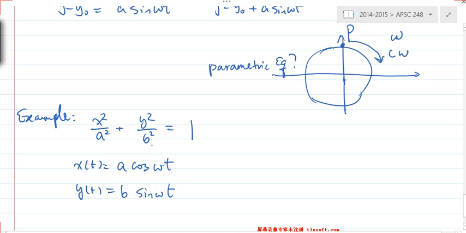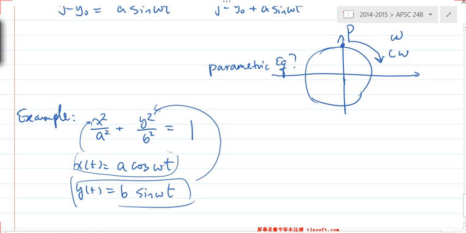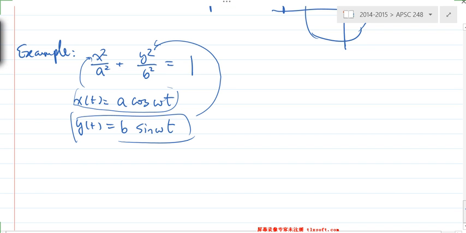For this ellipse, the question is, you might wonder, is that right? Well, how do you verify that? You substitute this one and this one back into this equation, and see that the left equals the right. And apparently, it is right. Okay?